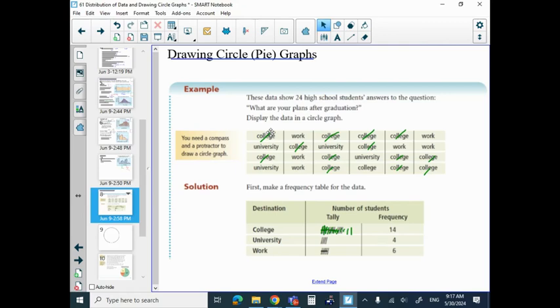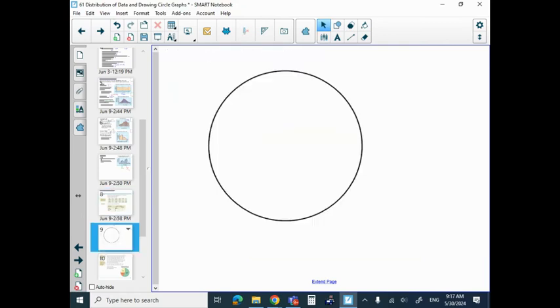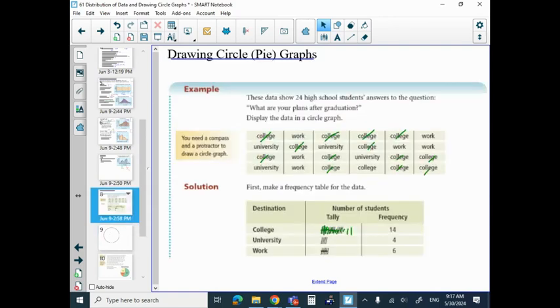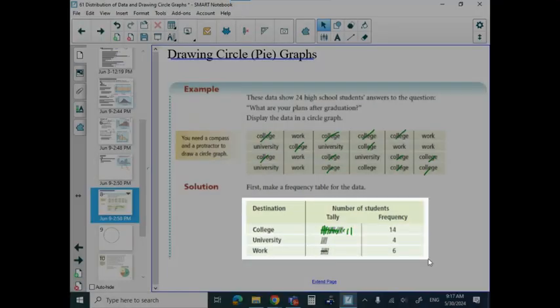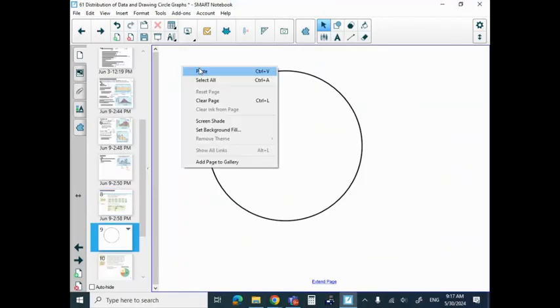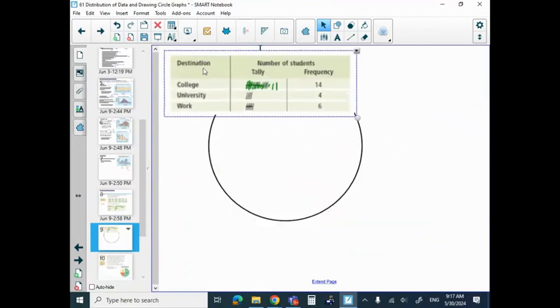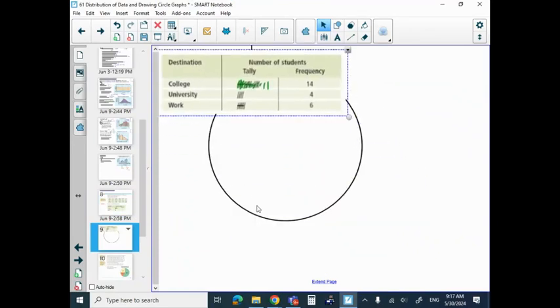Now, what we want to do is we want to be able to make a circle graph or a pie graph. And so what we need to do is we need to calculate what percentage of the whole circle these things are. So I think I'm going to copy this to that circle page so I can do it all in one. All right. There we go.